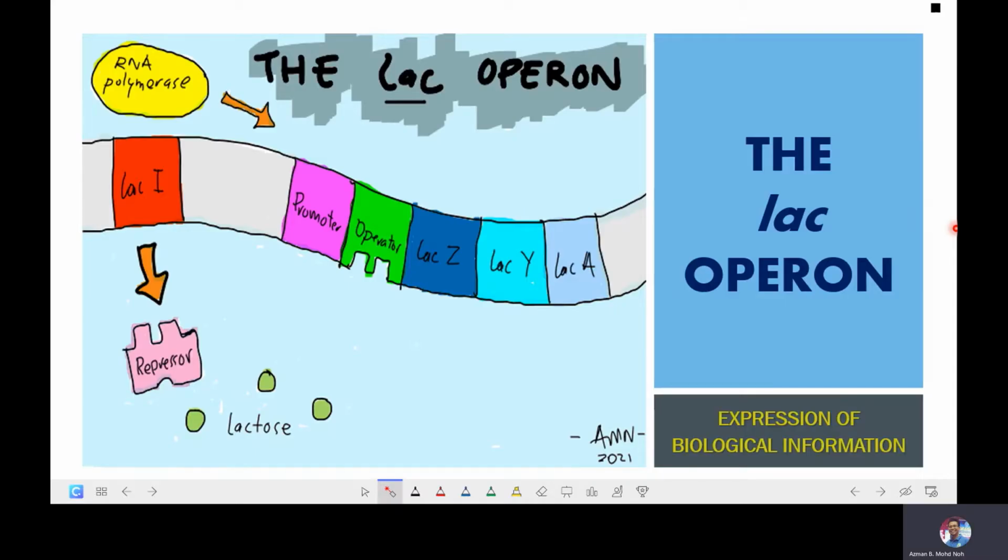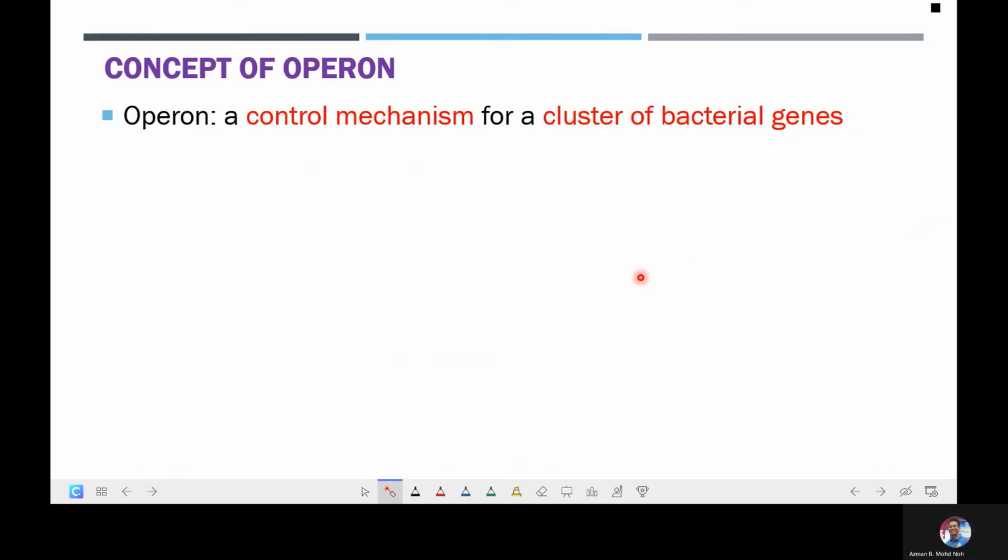Hi semua. Now I will share some things about the regulation and expression of genes involved in the Lac Operon. And I will start with the concept of operon.